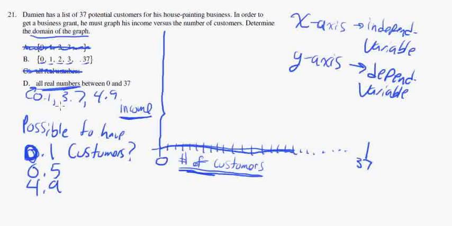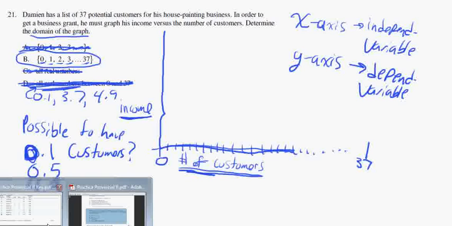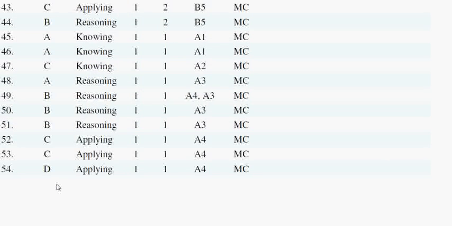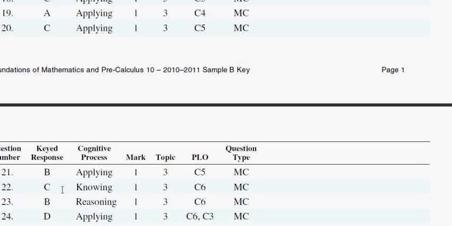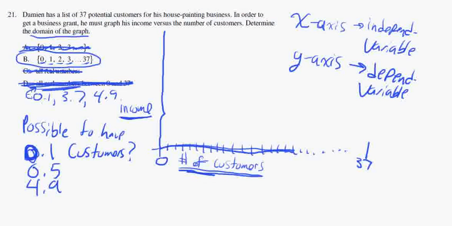So it can't be D because of that, because all real numbers suggests that we can have decimal customers. Decimal customers just make no sense. There's no physical meaning to a decimal customer. So the answer for 21 is going to be B. And let's check. B. 21 is B. And again, all real numbers means you can have decimal numbers, and depending on the context of the problem, those decimal numbers may or may not make sense.